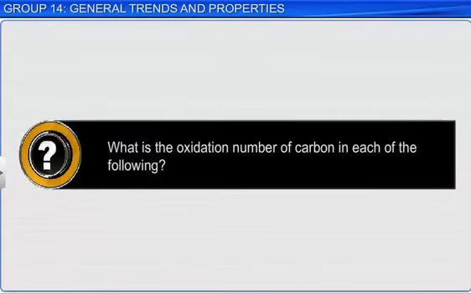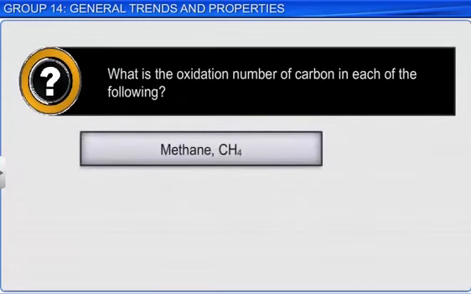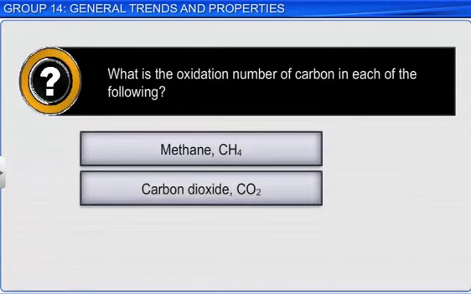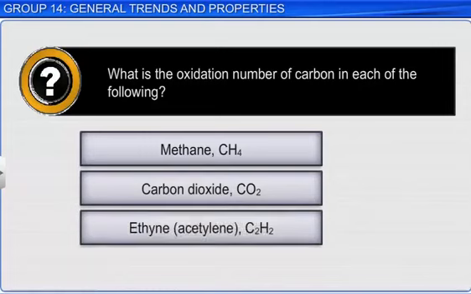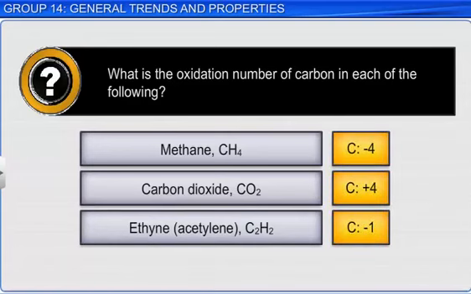Try to answer these independently before checking the answers. What is the oxidation number of carbon in each of the following? Methane, CH4. Carbon dioxide, CO2. Ethine or acetylene, C2H2. Assigning oxidation numbers is an important skill.